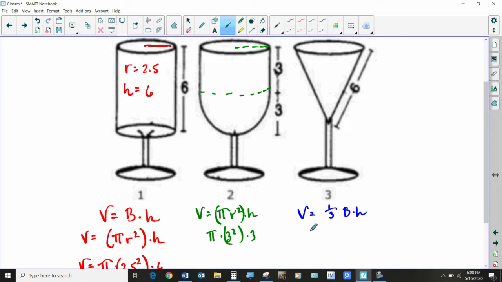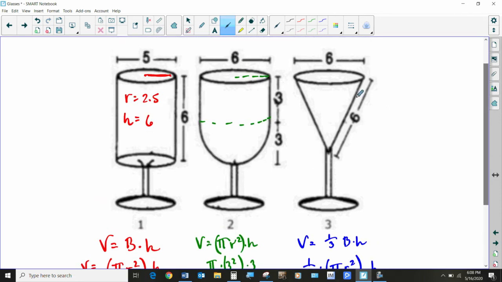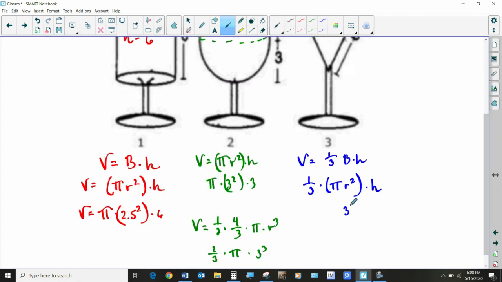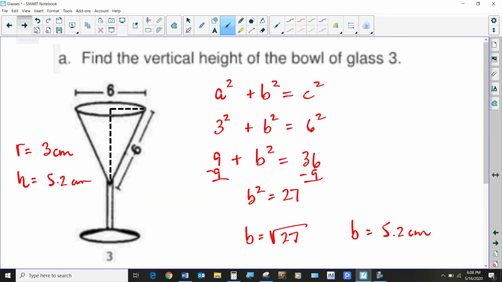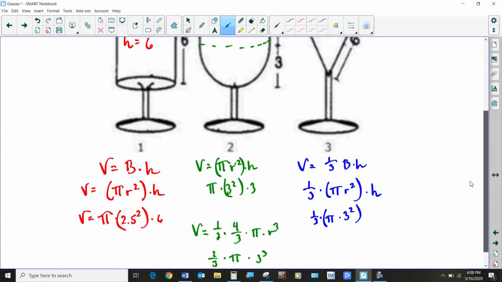And since our base area in this situation is a circle, we're going to take pi times the radius squared and then multiply that times the height. And what is the radius going to be? Since it's a 6 centimeter diameter, then the radius is going to be 3. And then the height we determined from our previous problem was 5.2. So let's plug that in. Times 5.2.